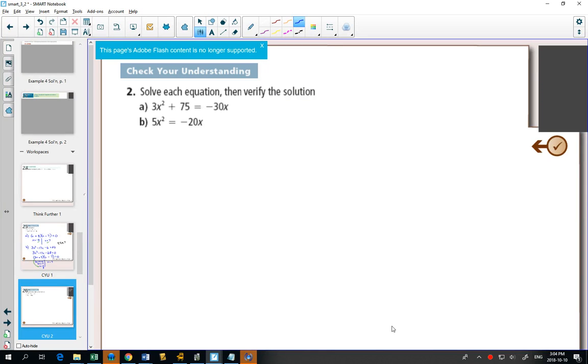One of the things that you're going to take out of this unit is that when I'm solving a quadratic equation, in order to use the zero product property, the first thing I need to do is make one side of my equation equal to 0. So in this case, I have 3x squared plus 75 equals negative 30x. Before I do any work, I'm going to add 30x to both sides so that one side is equal to 0.